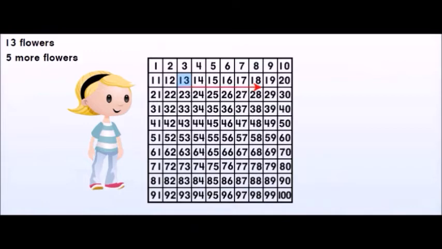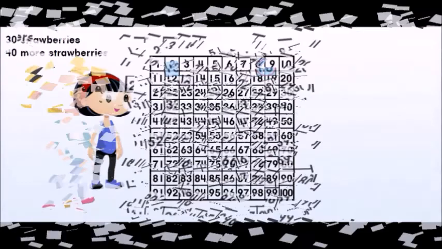1, 2, 3, 4, 5. What number did you stop on? You stopped on 18. The sum of 13 and 5 is 18. So Alice picks 18 flowers in all.